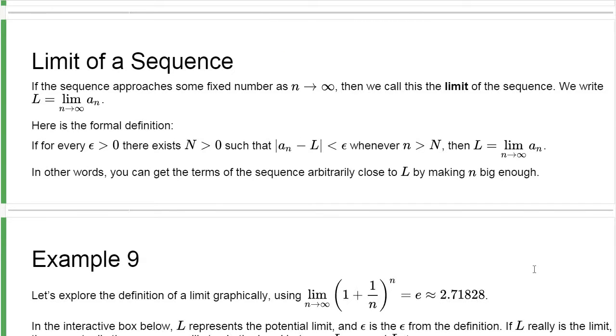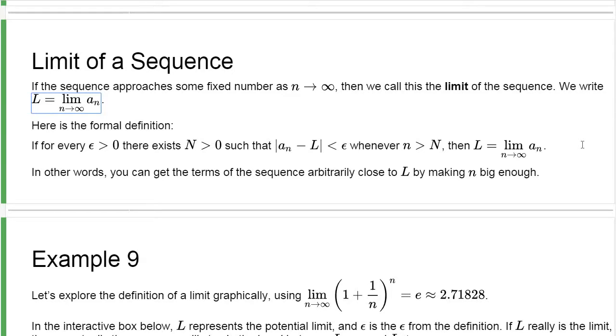One thing we care about with sequences is whether it has a limit or not. So if the index n approaches infinity and the values of the sequence approach some fixed value, we call that the limit of the sequence. And similar to limits with functions, we write L is the limit as n goes to infinity of a sub n.